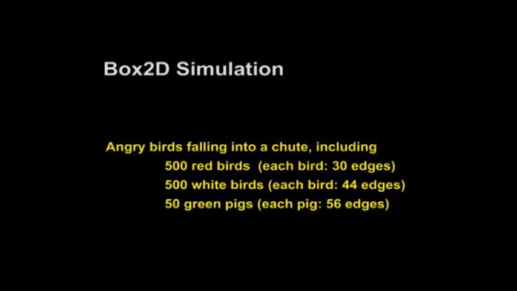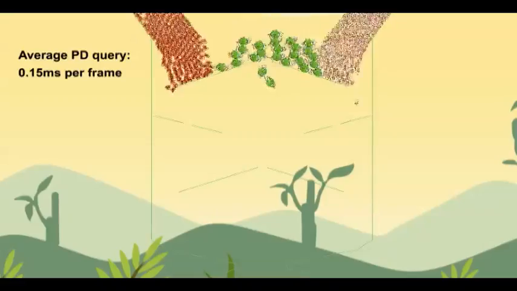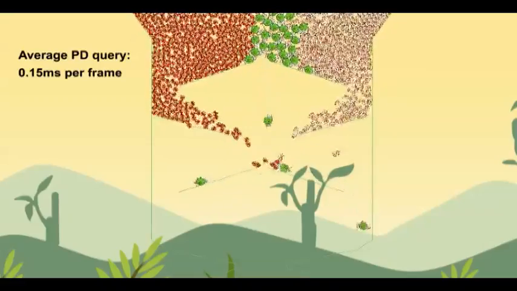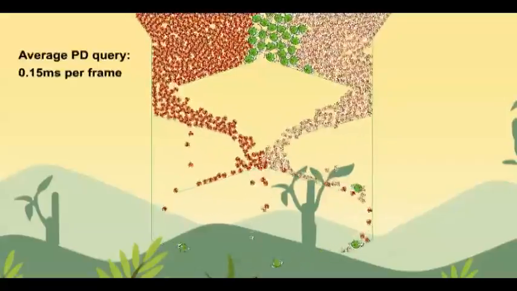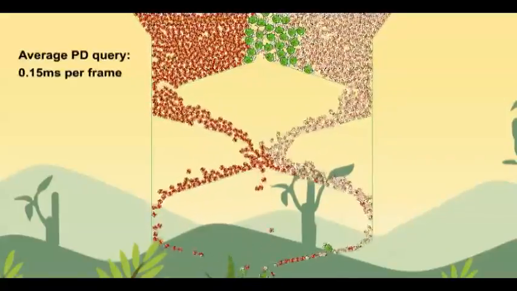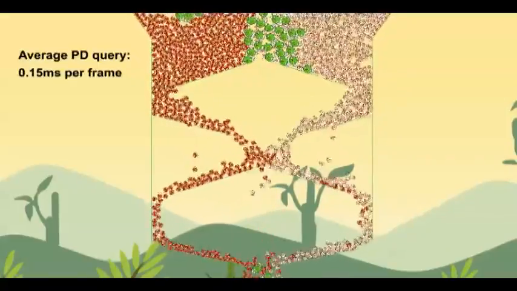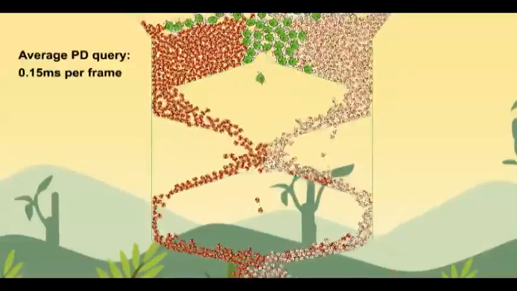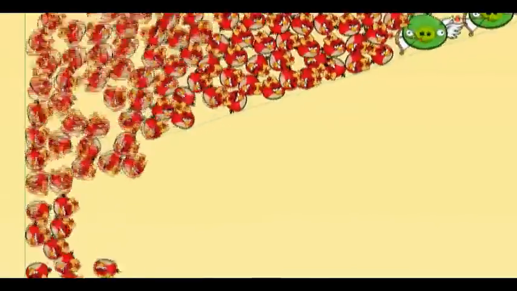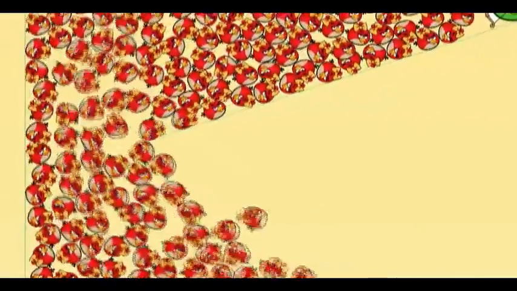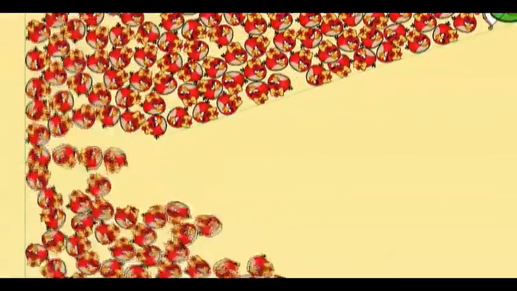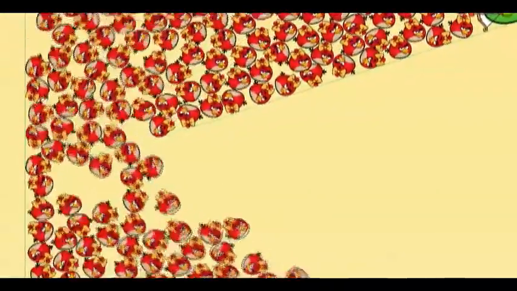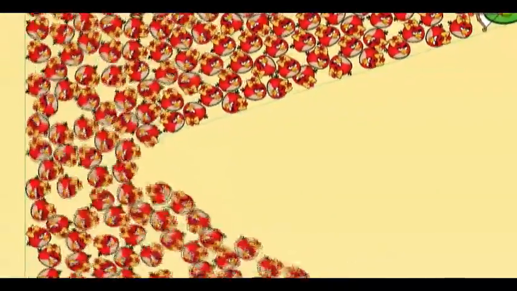Here we highlight the performance on a complex simulation in Box 2D. We use more than 1,000 birds and 50 pig characters. In this complex simulation, we use our PD algorithm to compute a measure of penetration between overlapping pairs. Box 2D uses a collision response based on penetration depth. The average PD query takes 0.15 milliseconds for each overlapping pair. Our approach can easily handle non-convex objects in such complex situations.